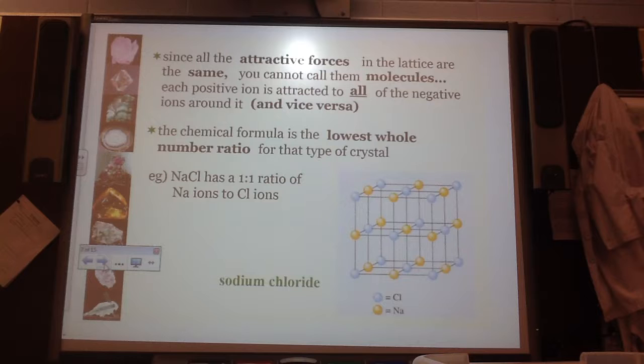So the chemical formula is the lowest whole number ratio, just like normal ionic compounds, because it's an ionic compound. So sodium chloride would have a crystal lattice structure like that, kind of forming a cube-like shape.